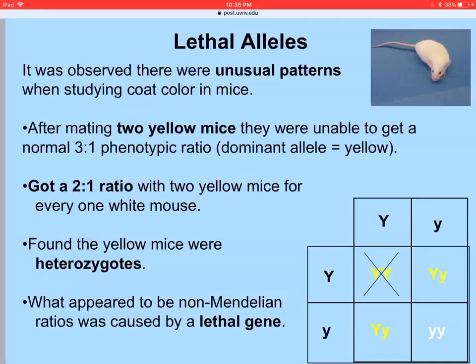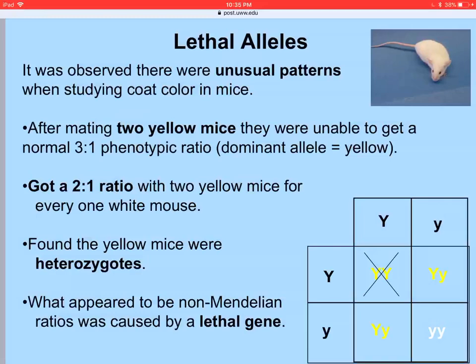Sometimes we don't get the expected ratios that we determine we should get given a cross. When that's the case, it helps us determine that there might be something else going on than the straightforward Mendelian dominant-recessive traits that we've been talking about, with that specific pattern of inheritance. One of the things that might cause unusual patterns, from what you actually observe versus what you expect to get given your Punnett squares, is that of lethal alleles.